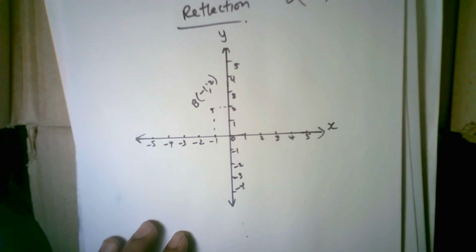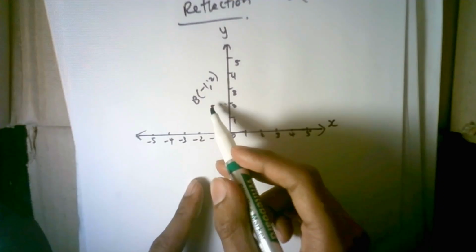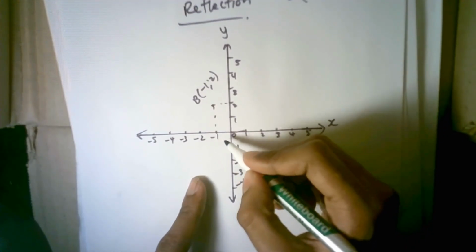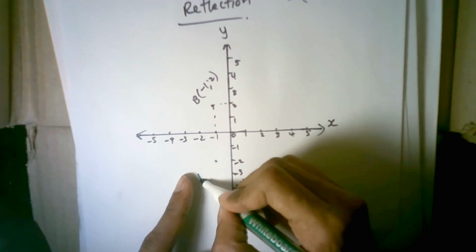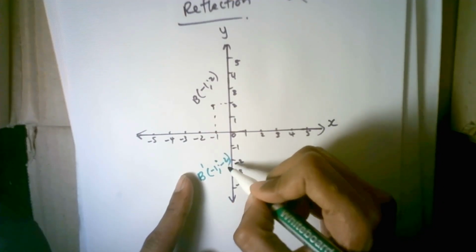So the golden rule is that when you reflect about the x-axis, the x value remains the same, but the sign of the y value changes. So B prime, the x value will still be the same. It's still going to be negative 1, but the sign of the y value will change. So it's going to be -1, -2, as such.